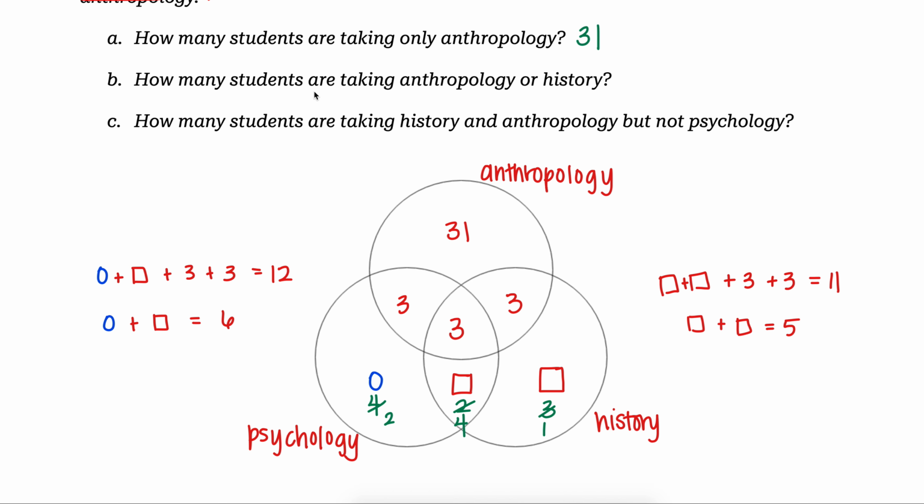Part B, how many students are taking anthropology or history? So that's everything in anthropology and everything in history, but remember, we don't need to count the overlap twice. So how many students do we have? Well, it's going to be 31 plus 3 plus 3 plus 3, that's 40, plus 4 plus 1, there's 45.